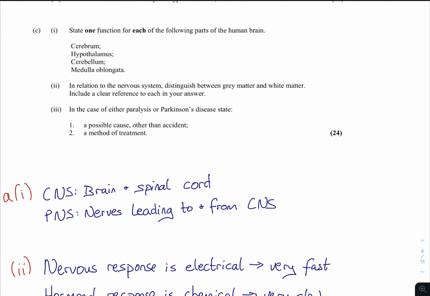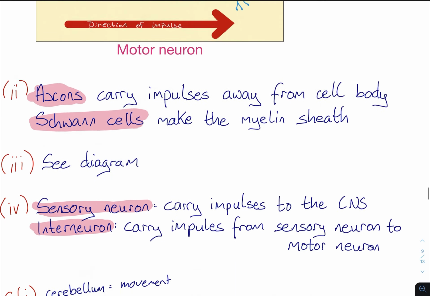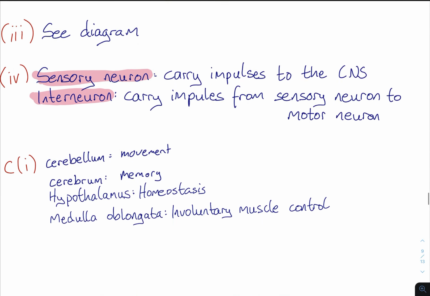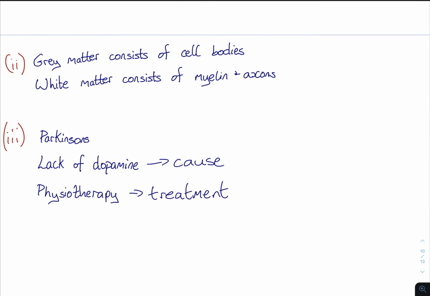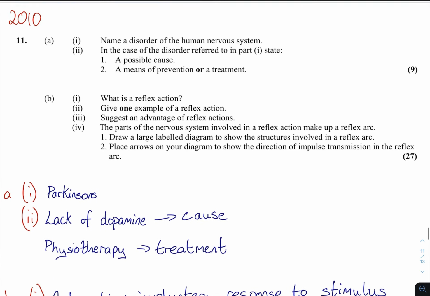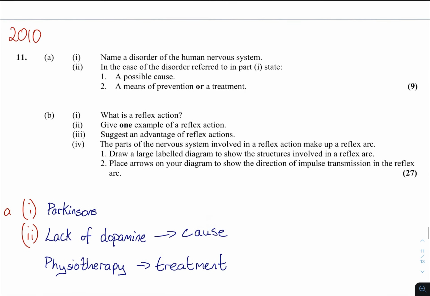In relation to the nervous system, distinguish between grey and white matter. Okay, we've done that before. And Parkinson's there again. So you can see questions are starting to become very repetitive now, guys. Grey matter, cell bodies. White matter, myelin, axons. Parkinson's, lack of dopamine is the cause. Physiotherapy is the treatment. Okay, I think we're on towards the last questions here now.